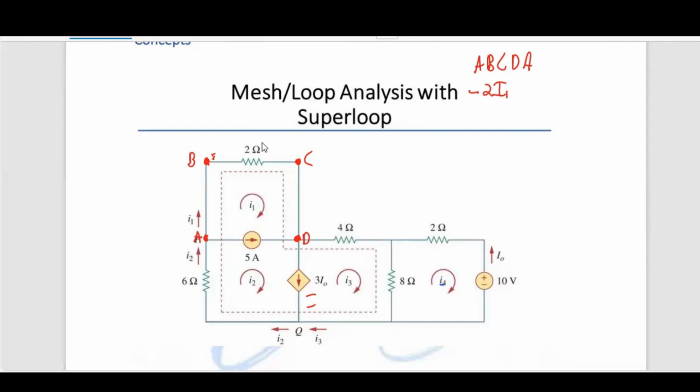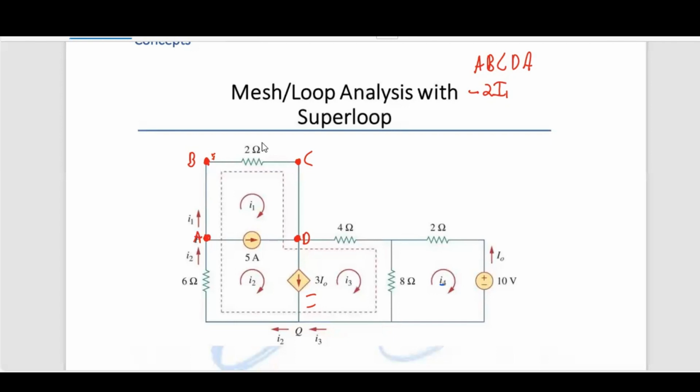But now we have to go from D to A. Yeah, but you notice you have a current source. You don't know the voltage drop across it. So you have a problem. You can't write anything. So you're going to be stuck right there. Be like, what am I going to write for the voltage drop across the current source? You don't know. You just don't know what it is.